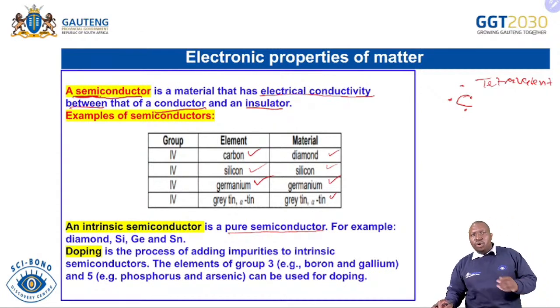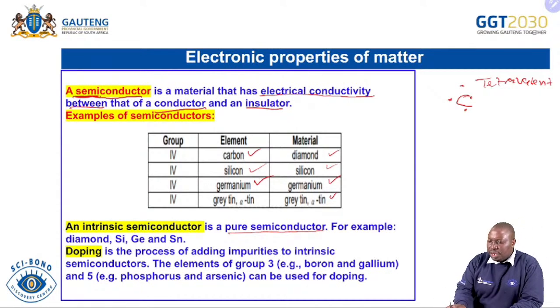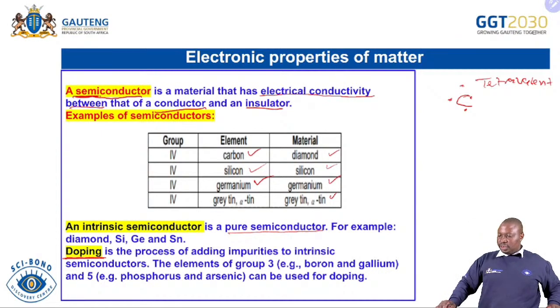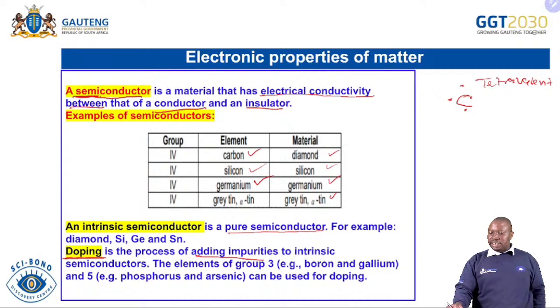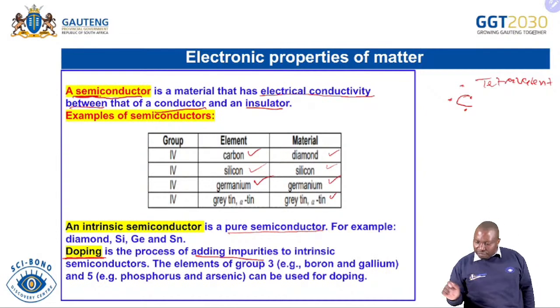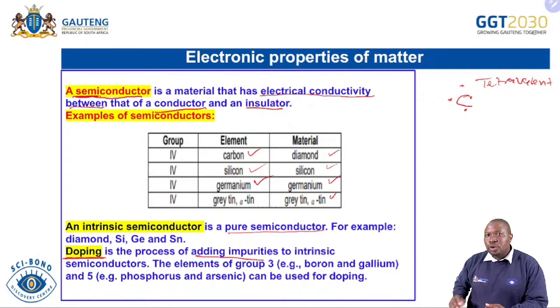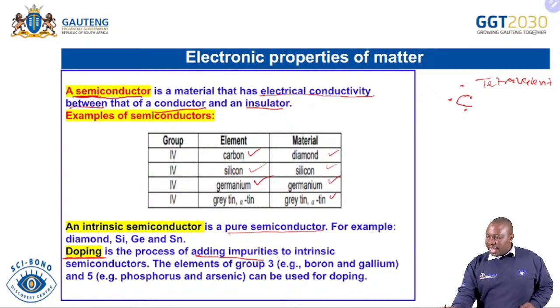Now, we're going to deal with a process today that we refer to as doping. So doping is the process of adding impurities. Listen to this one, it's very important. We're going to add impurity. Remember, we said all these 4 examples of intrinsic semiconductors, which are carbon, silicon, germanium, and tin, are pure semiconductors. So we're going to make them impure in a process called doping. So doping is a process of adding impurities to an intrinsic semiconductor.